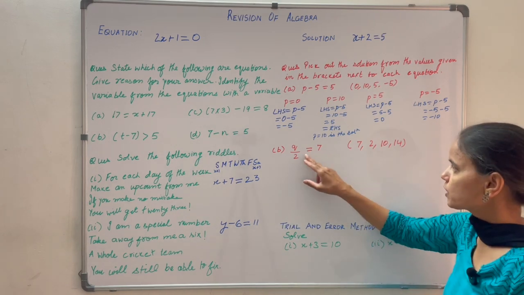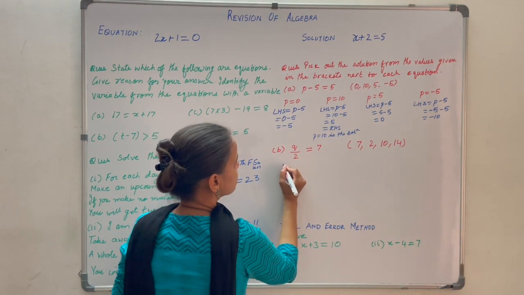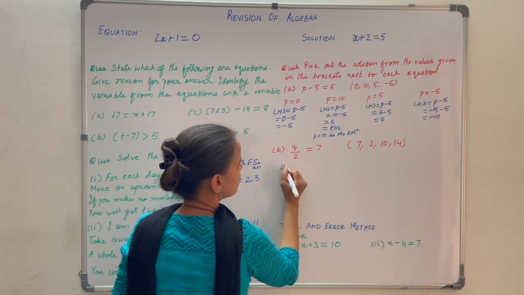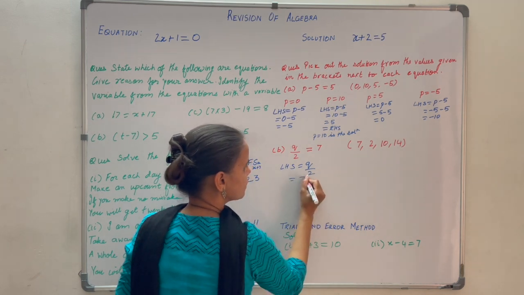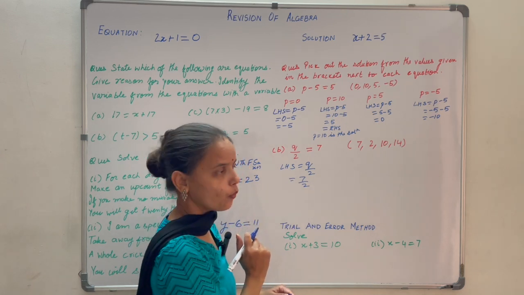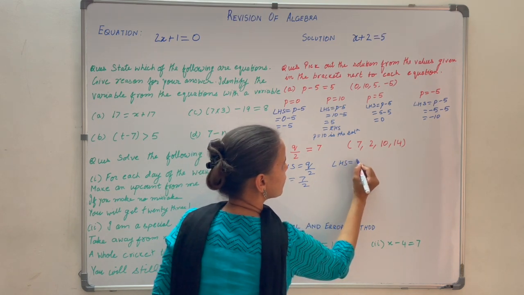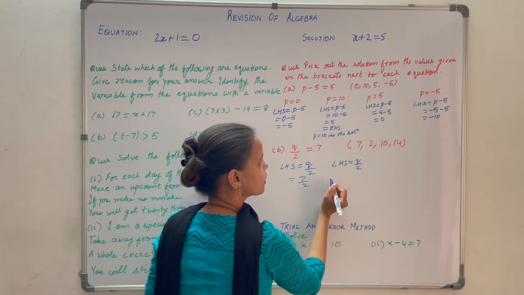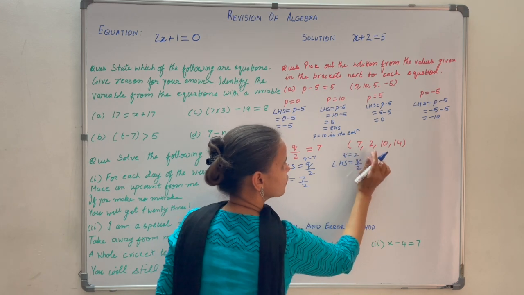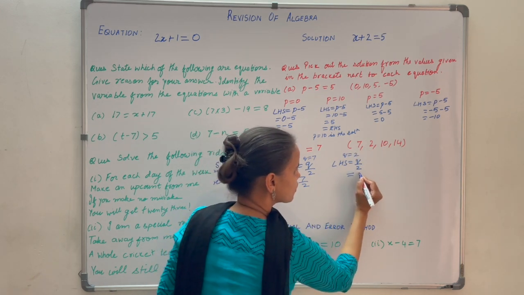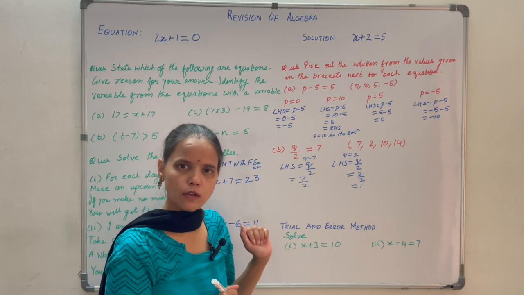Now let us take one more equation here. q by 2 equals 7. Let us put the values one by one. If you put the first value, on the left hand side you have q by 2. If you put q as 7, 7 by 2, is it equal to 7? No. So it is not the solution of the equation. Now let us put q equals 2. Here we have put q equals 7, here we are putting q equals 2. We are checking for this one. If you put q equals 2, 2 by 2 is equal to 1. So that is also not equal to 7.